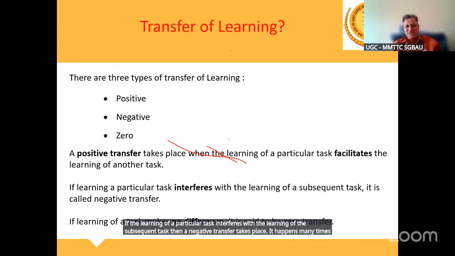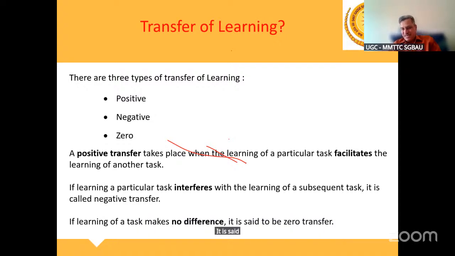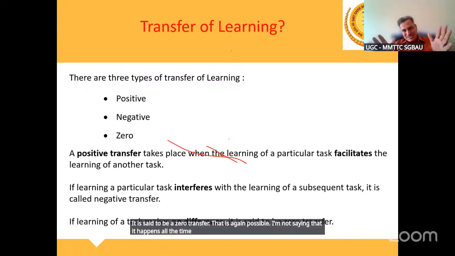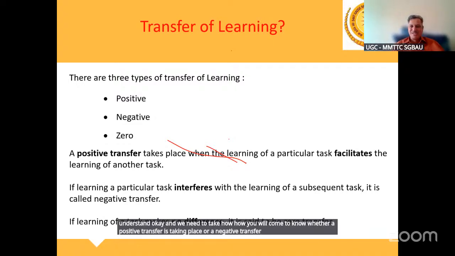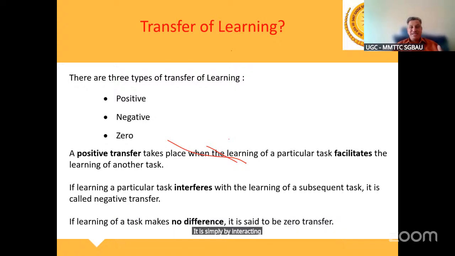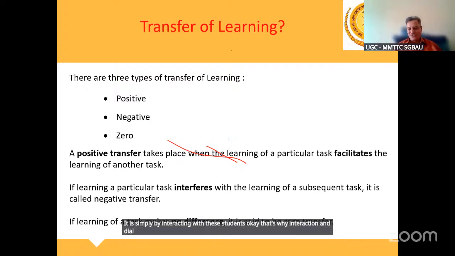When you try to explain certain things, it creates confusion in the student's mind. And if the learning of a task makes no difference, it is said to be a zero transfer. That is again possible. I'm not saying that it happens all the time, but these possibilities are there. One has to understand how you will come to know whether a positive transfer is taking place, or a negative transfer, or there is no difference. It is simply by interacting with these students. That's why interaction and dialogue is the utmost characteristic of teaching and learning.